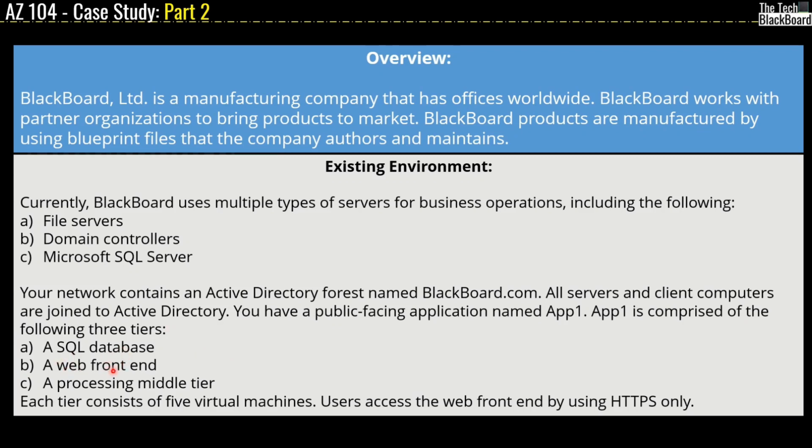We also have a web front end. Also given is a processing middle tier. The last line in the existing environment says that each tier consists of 5 virtual machines. Users access the web front end by using HTTPS only. Here, please note that this is HTTPS, which is a secure protocol. It is not HTTP, which is the normal, or should I say the unsecured protocol.